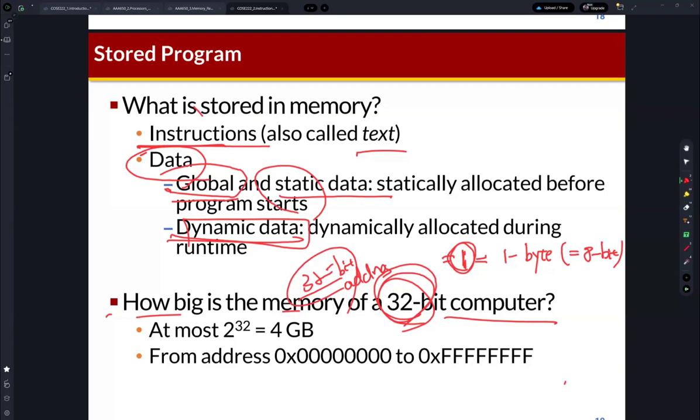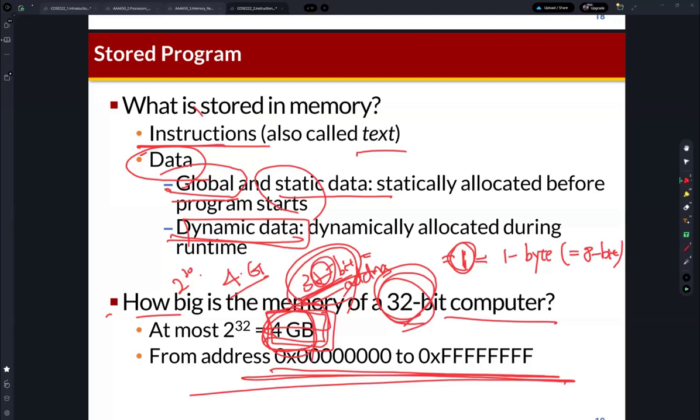So what is the maximum number? Using 32 bits, we can represent up to 4 giga. Okay. So giga is 2 to the power of 30, and then we also have 2 bits here. So it's 4 giga. And then address 1 represents 1 byte. So we can support 4 gigabytes of memory. And then this is the address range.